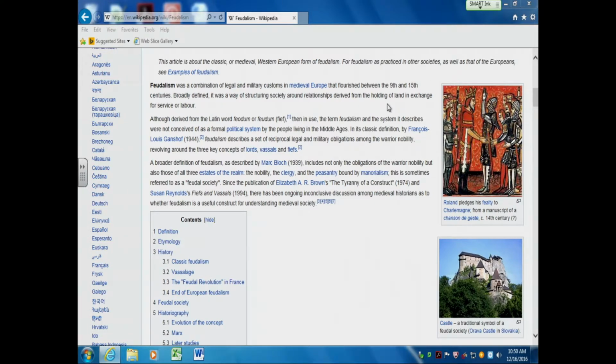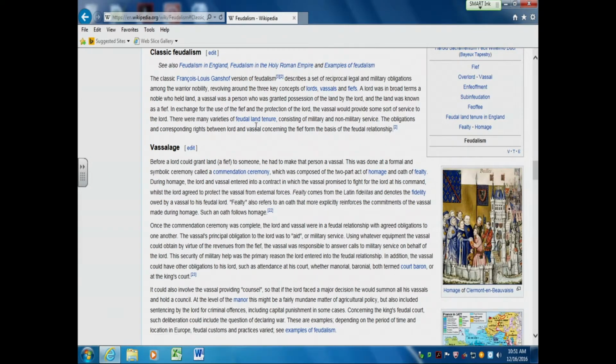It is an exchange of land for service or labor. Okay, that's the basis of it. An exchange of control of land for service or for labor. It describes not a formal political system, but a kind of by-consensus arrangement between lords and vassals concerning fiefs, etc. The classic feudalism is a set of reciprocal legal and military obligations among the warrior nobility.